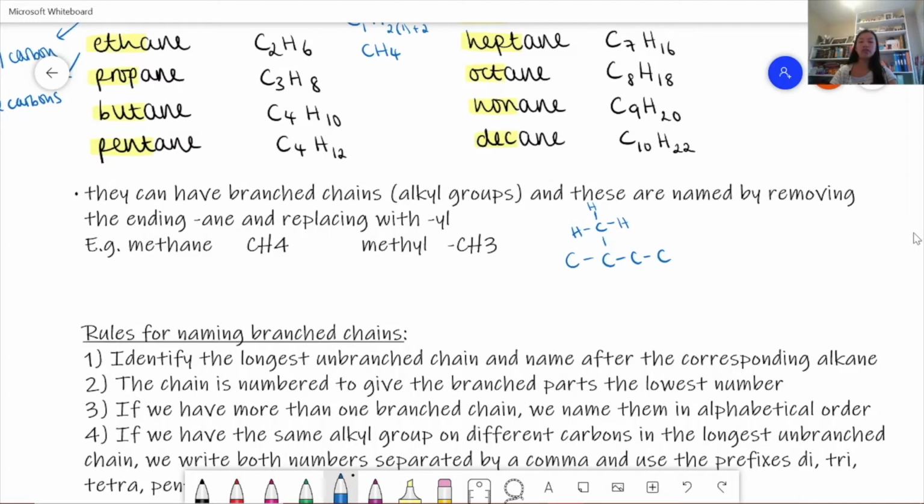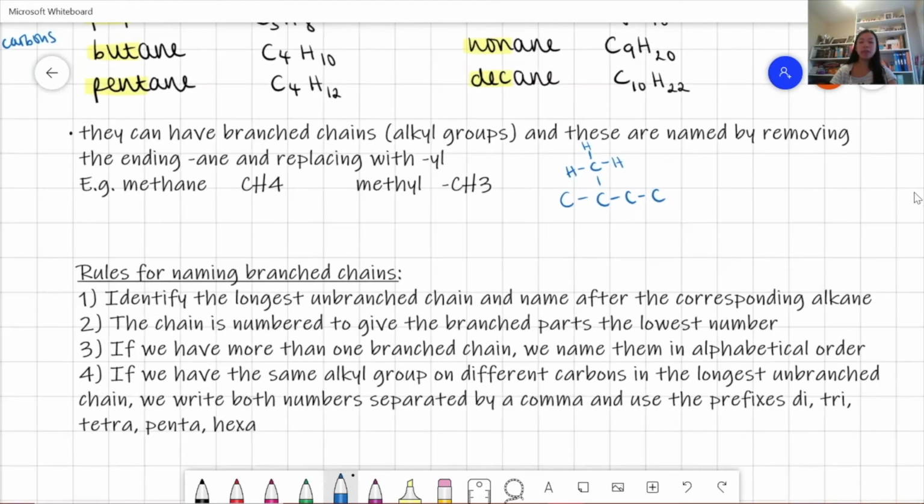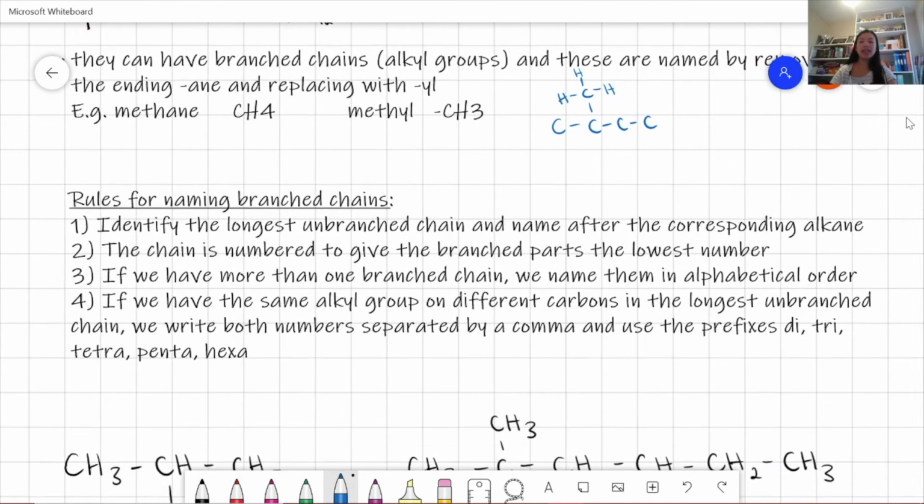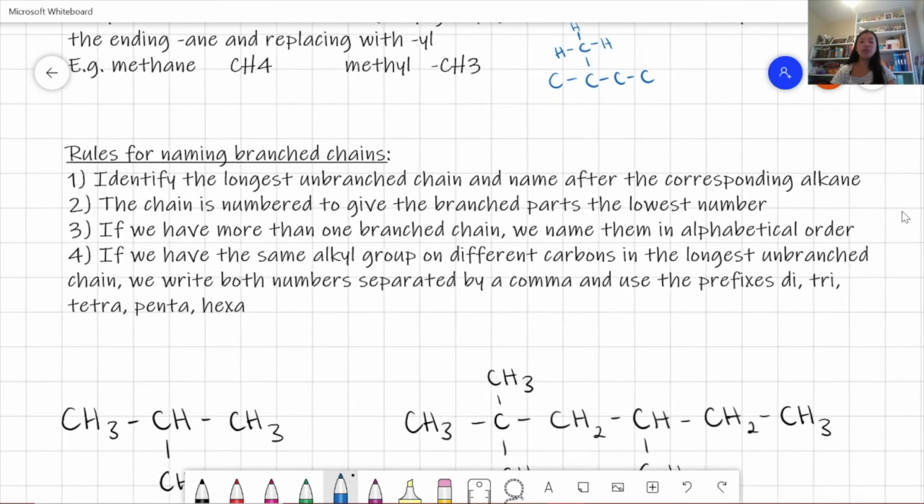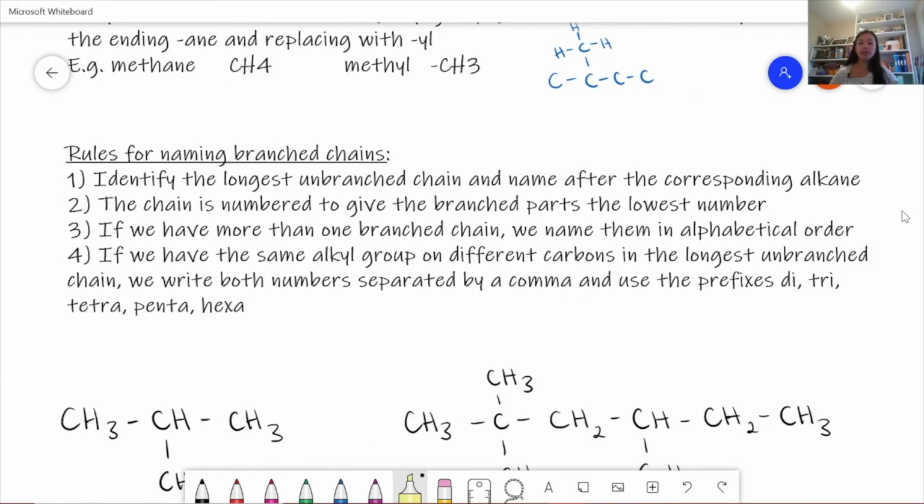Now there are some rules for naming branched chains. First, you identify the longest unbranched chain. It's really important that you remember this, because it's quite easy to just name any of the chains. So you need to identify the longest one, and it has to be unbranched, and then you name it after the corresponding alkane like we saw before. Then the chain is numbered to give the branched parts the lowest number possible.